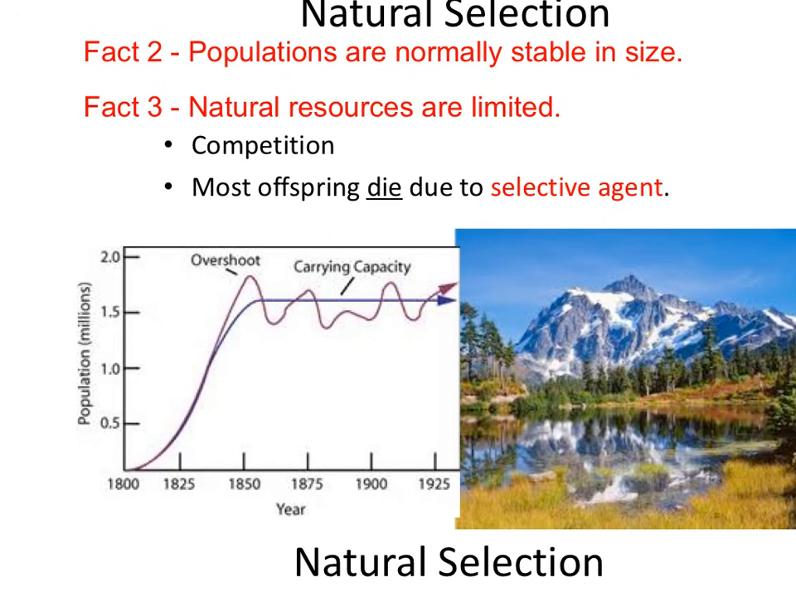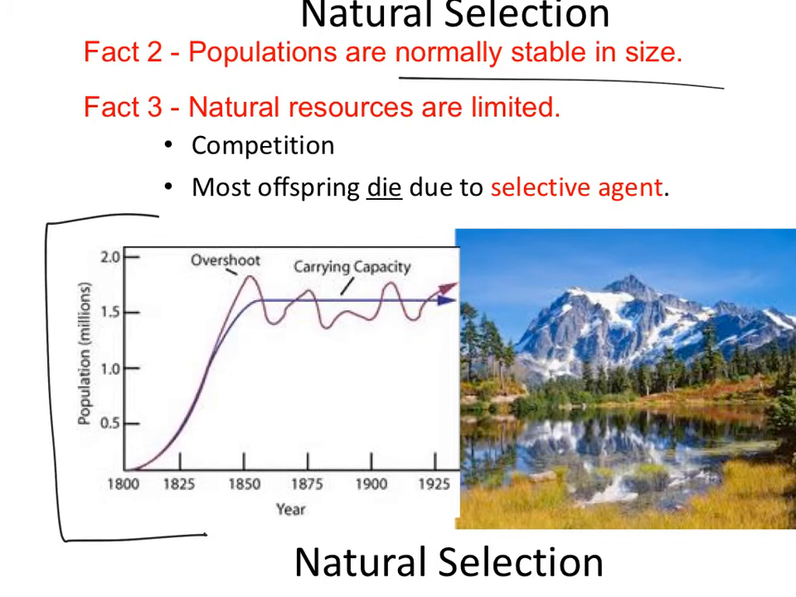Fact number 2 is that populations are normally stable in size. That means populations tend to stay the same size. Even though we have all of these babies being born, we don't see that the population is continually getting bigger and bigger and multiplying out of control. Rather, we see something that looks more like this. Population is stable and not changing too much over time. Yeah, it goes up and down a little bit, but it tends to stay around that same amount.